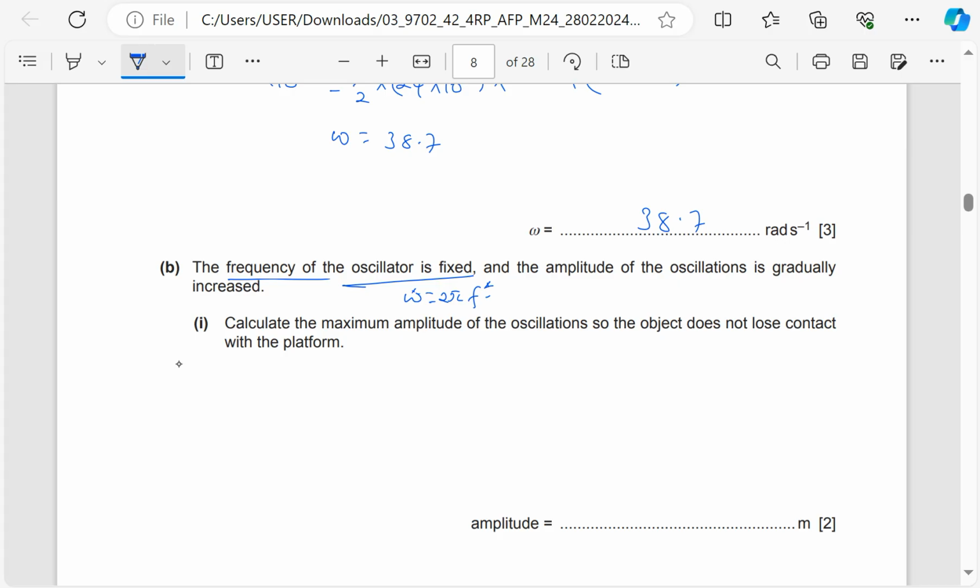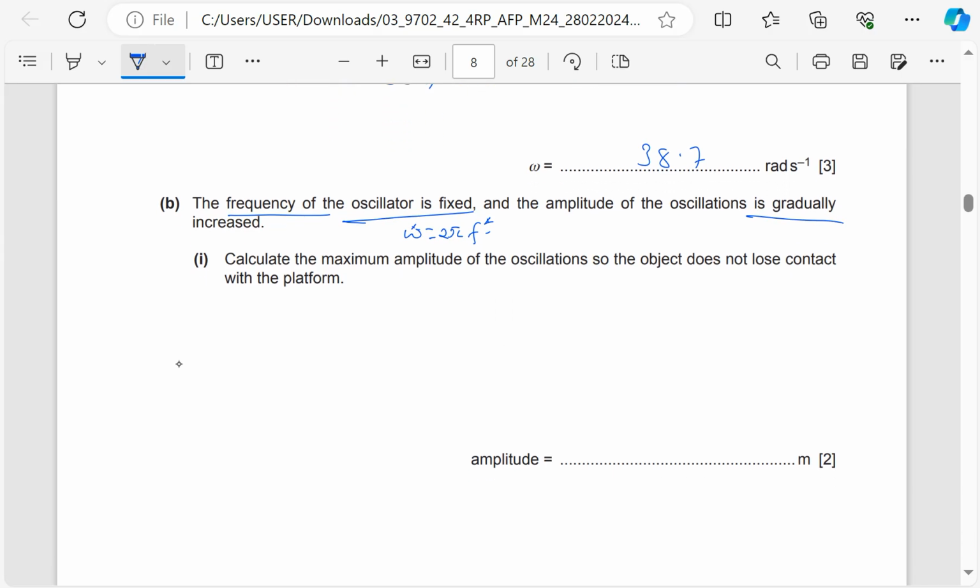And the amplitude of the oscillation is gradually increased. Calculate the maximum amplitude of the oscillation so that the object does not lose contact. If it tends to lose contact, then at that point the acceleration is equal to g. In case of just losing contact, the acceleration is going to be g.